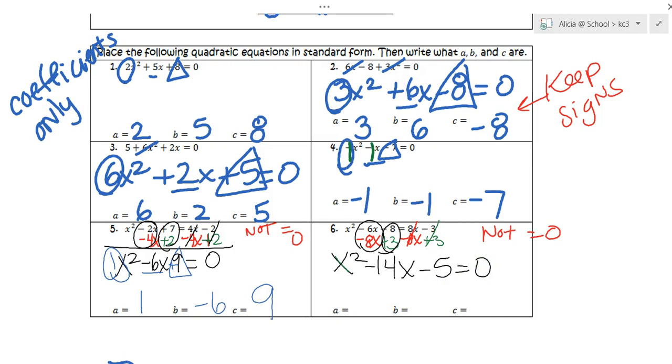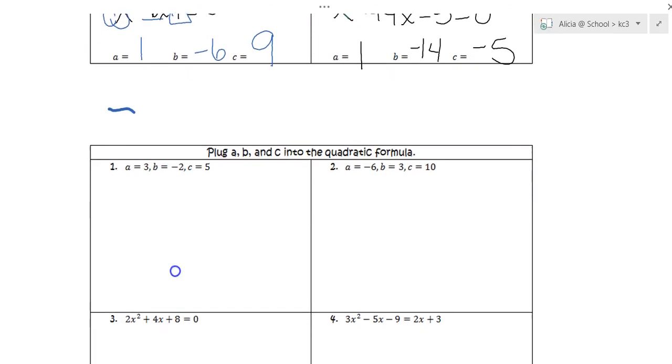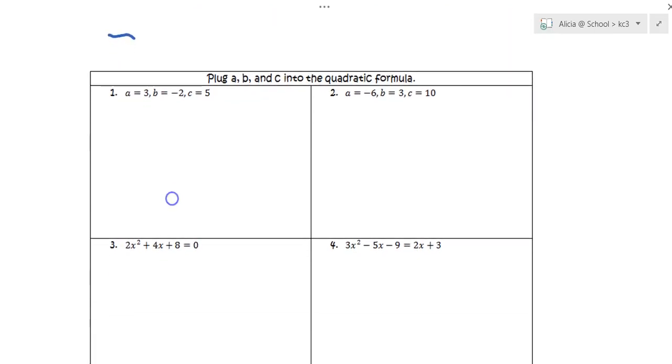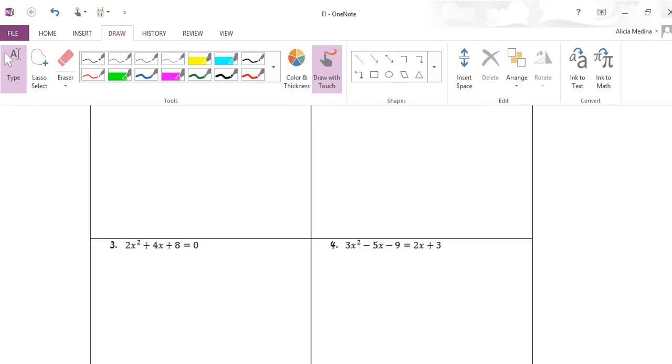Identify my A, B, and C. A is going to be a positive 1, B is going to be a negative 14, and C is going to be a negative 5. Alright, so that's just identifying A, B, and C. Some things to remember, it has to be in standard form before you can even identify anything. And once everything is in standard form, then you keep its original sign for A, B, and C. Once it's in standard form.